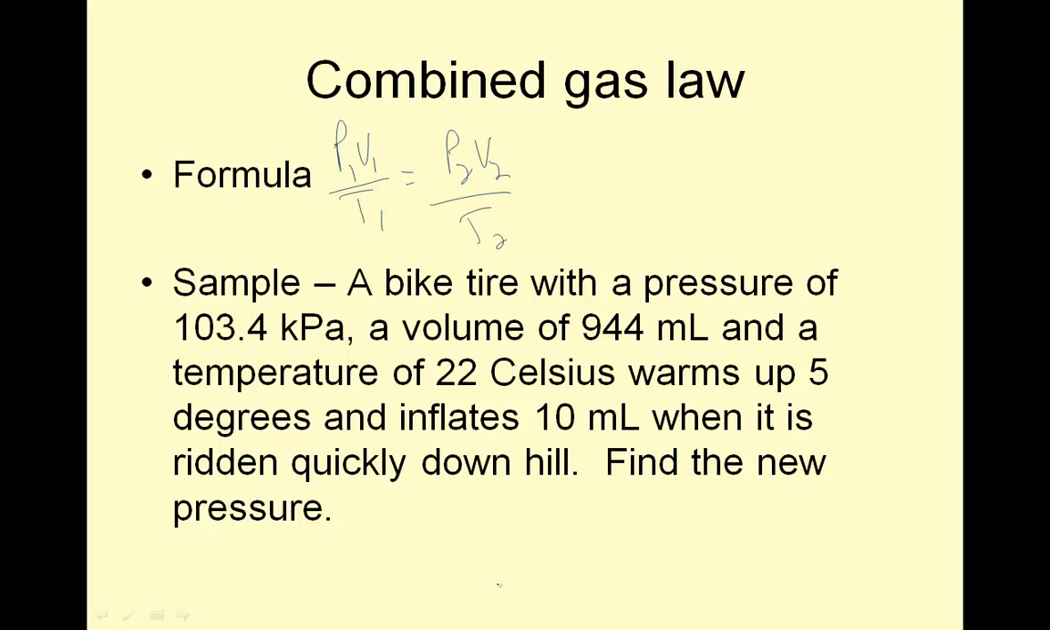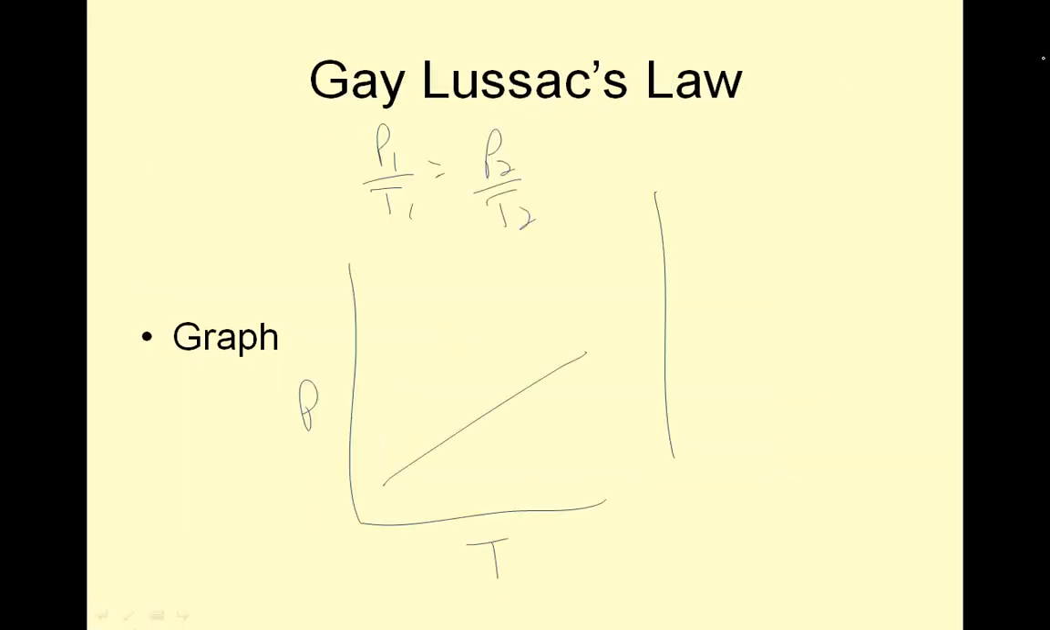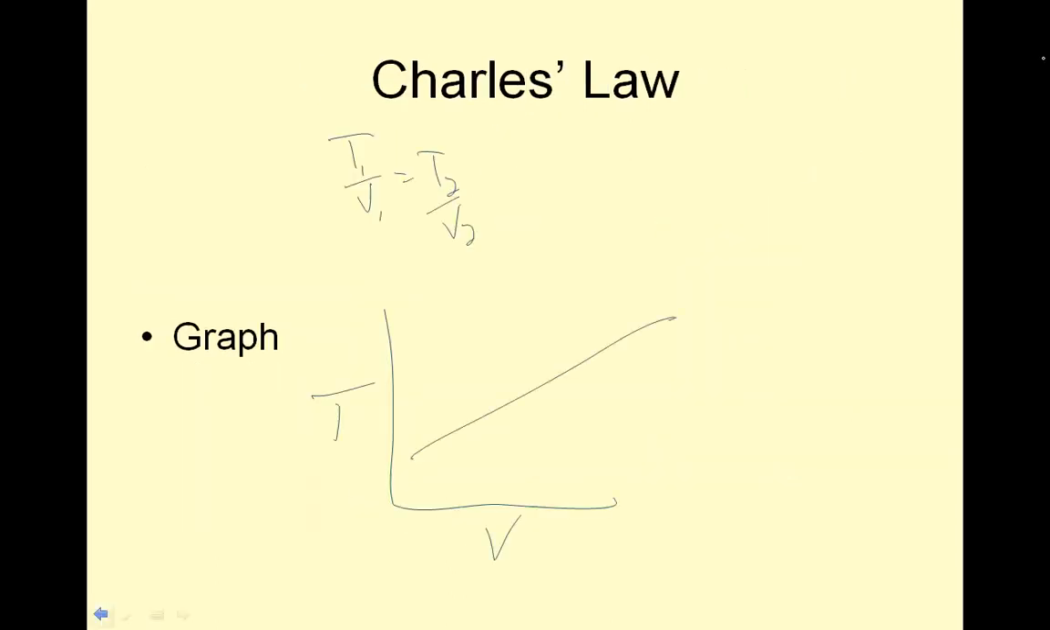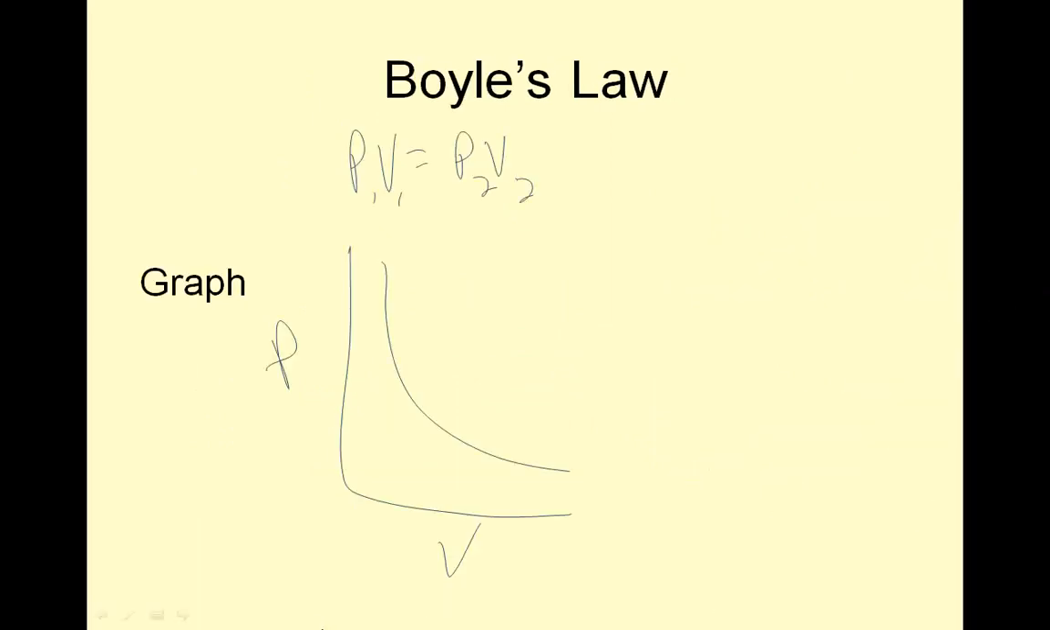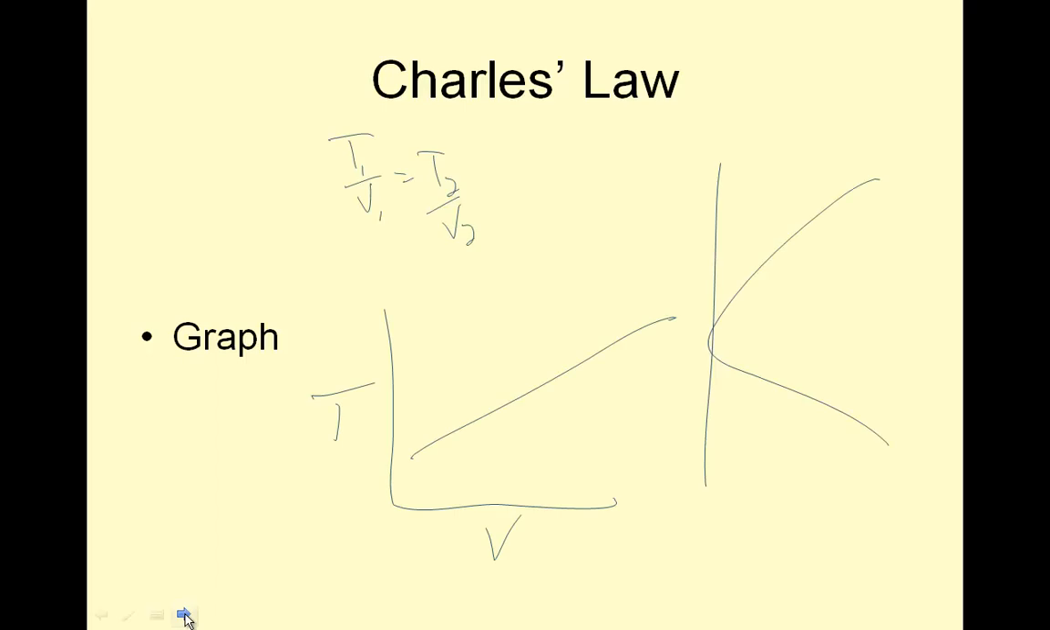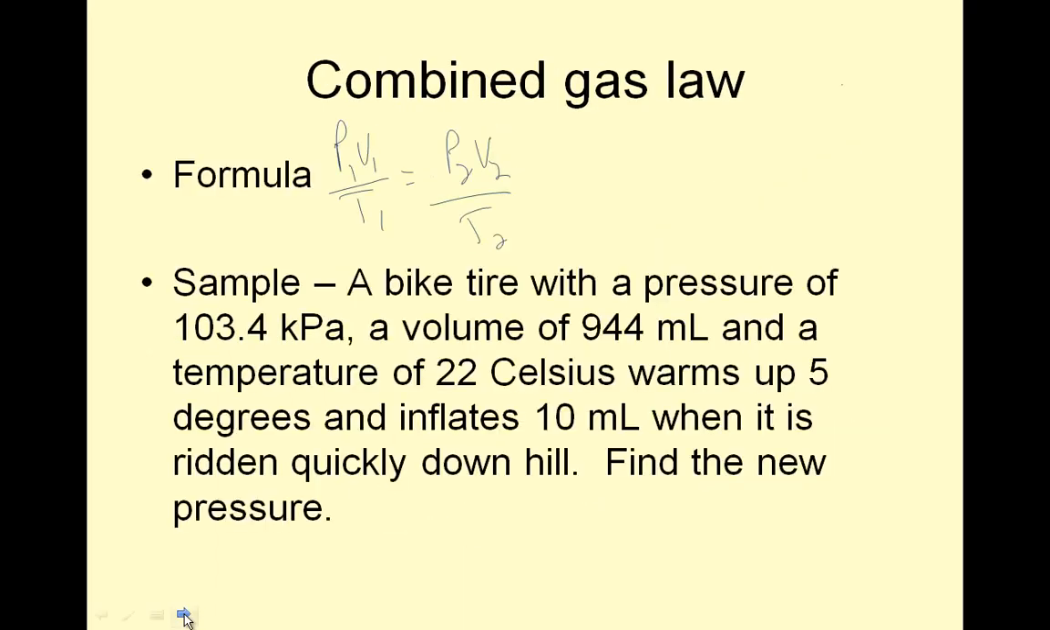Now the other ones have been pretty straightforward on how to do it. This is the first one that's a little bit different. I want to remind you that for all of these, temperature has to be in Kelvins. Temperature has to be in Kelvins, and Boyle's law doesn't have to deal with it, so that's kind of nice. So this one also has to be in Kelvins.